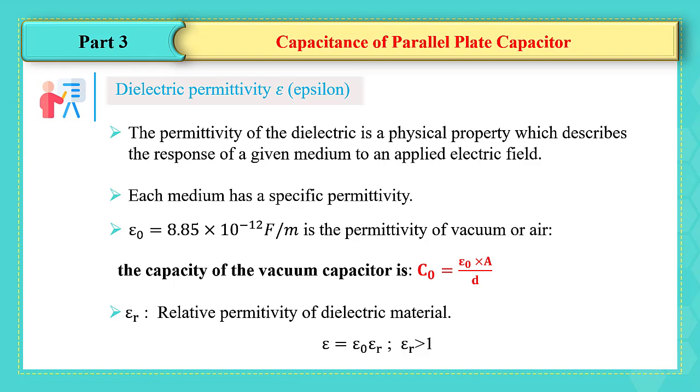d. Now I am going to define another variable which is called the relative permittivity of dielectric material. The relative permittivity is given by epsilon r, where epsilon is equal to epsilon 0 multiplied by epsilon r. Epsilon r is strictly greater than 1.